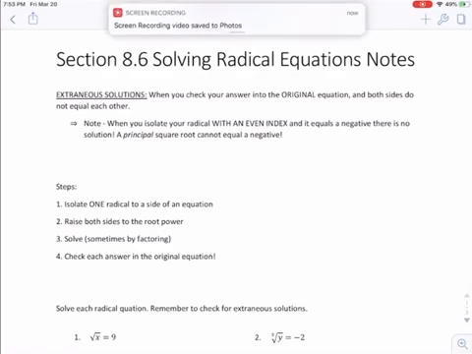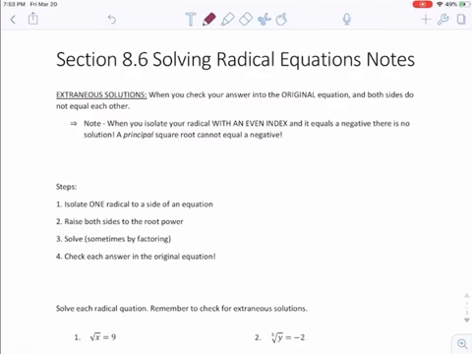It was numbers that couldn't make your denominator 0. Well, here with extraneous solutions, it's when you check your answer in the original equation and both sides don't end up equaling the same thing. Essentially a shortcut of identifying this is when you isolate your radical with an even index.